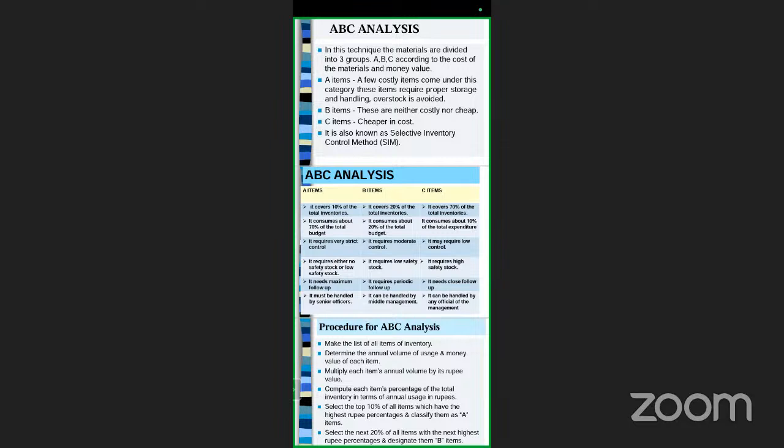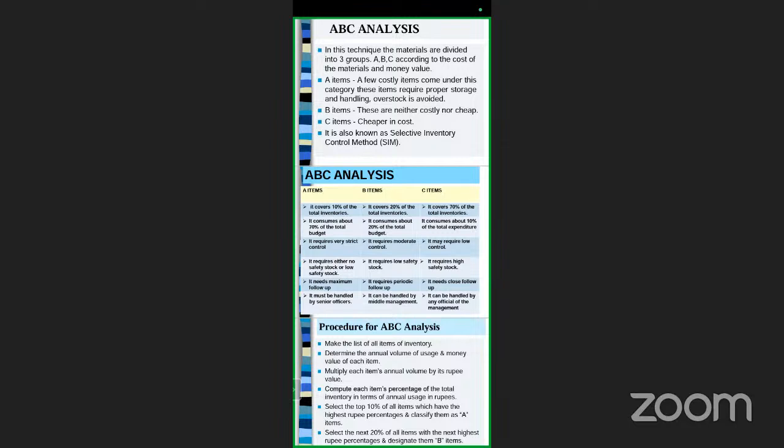It requires moderate control, low safety stock, and periodic follow-up, and it should be handled by the middle level. C items are 70% of the total inventory. That means the remaining 70 items consume only 10% of the total expense. That means for 10,000, you will get all 70 products, right? Cheap items. It requires low control, which means you need not bother much about it.